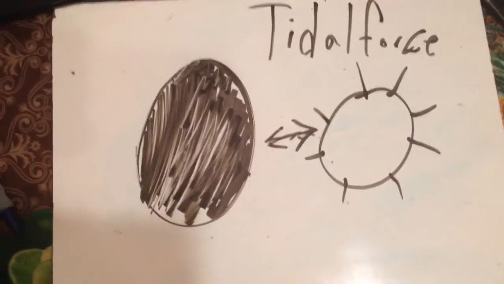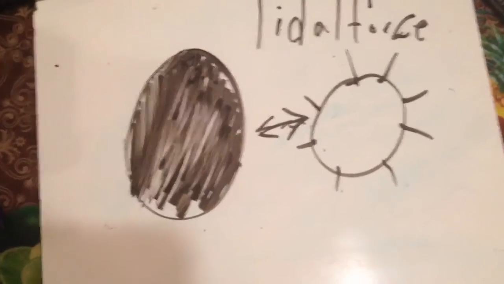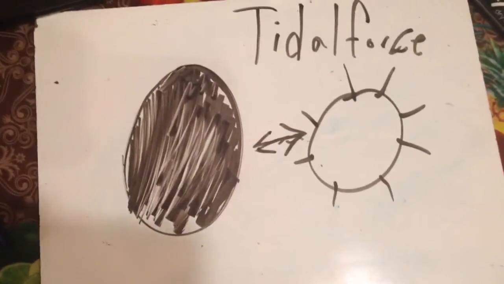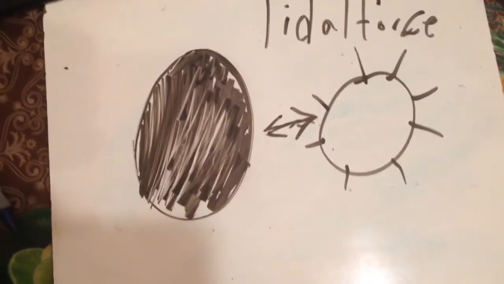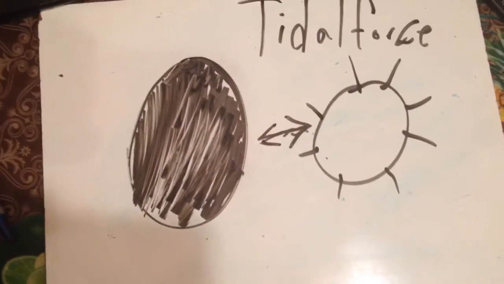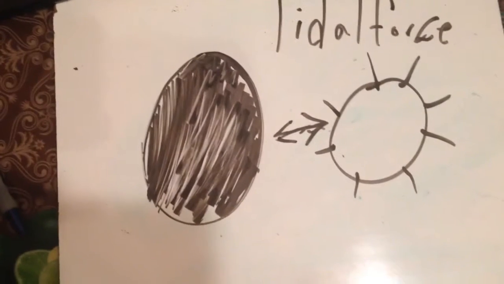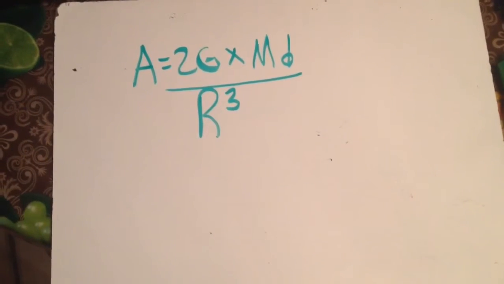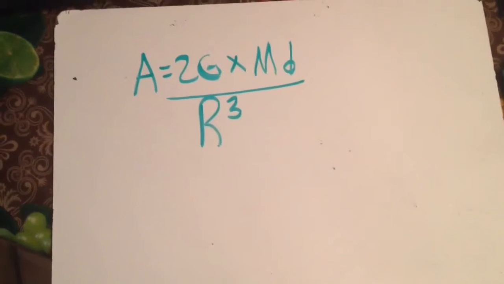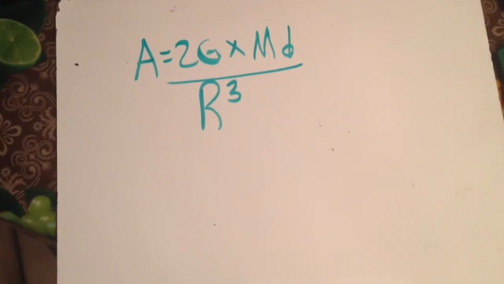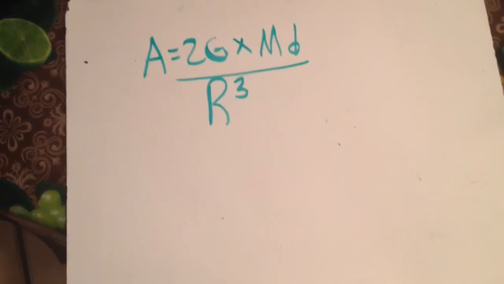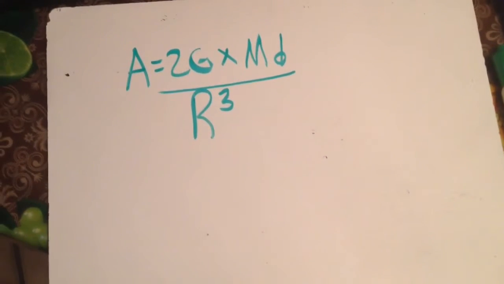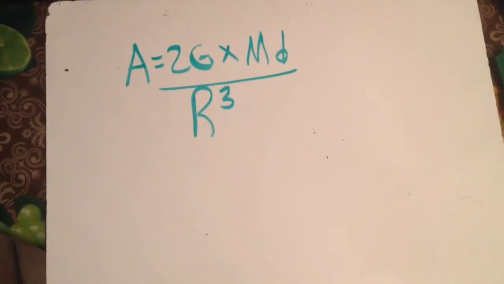I'm here to discuss how something like our sun would greatly be disintegrated, well, not disintegrated, but broken down into a black hole. To calculate the acceleration in which an object will break down near a black hole, we'll be using the equation a equals 2 G m d over r cubed.